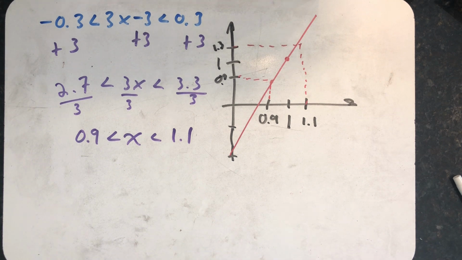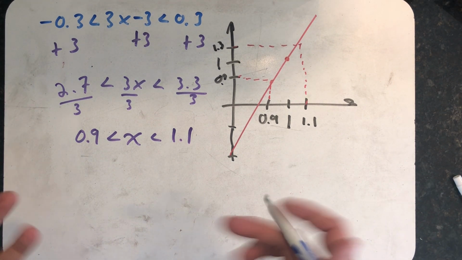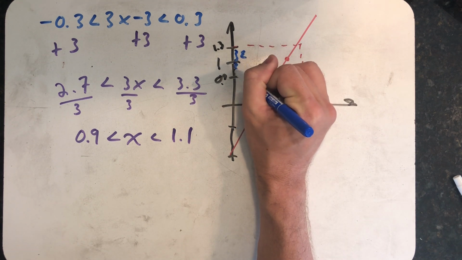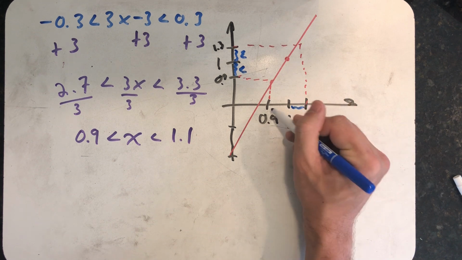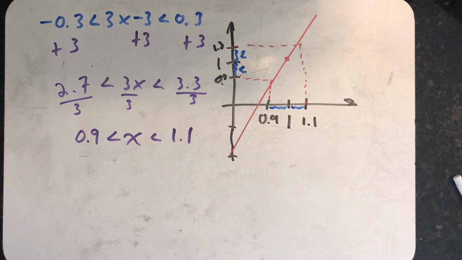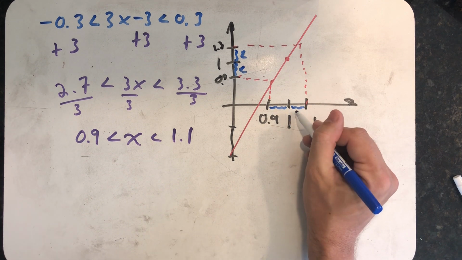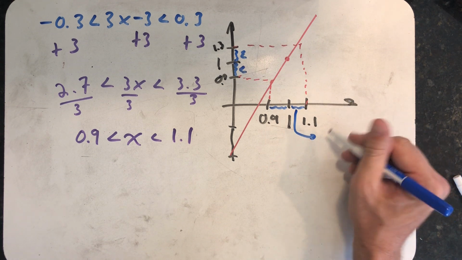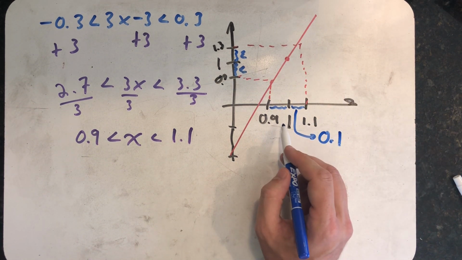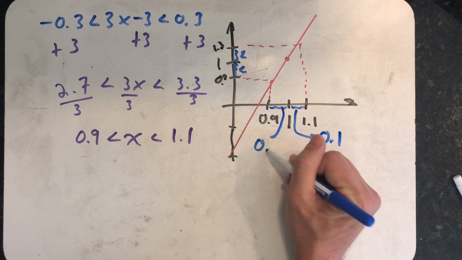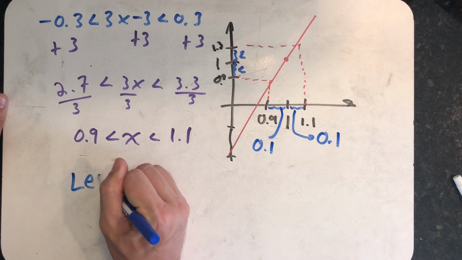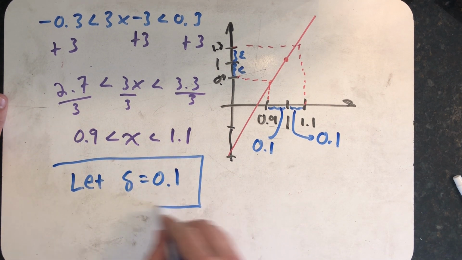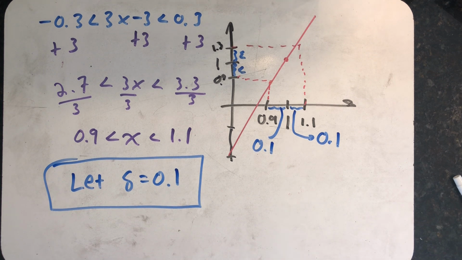Okay, well, epsilon was 0.3, and now I need to think about what the value of delta is. Well, epsilon is a positive distance here. Delta is supposed to be a positive distance on the x-axis. It's the distance I am away from 1. All right, well, the distance between 1 and 1.1 is 0.1. The distance from 1 and 0.9 is also 0.1. So this tells me my positive distance delta is 0.1.